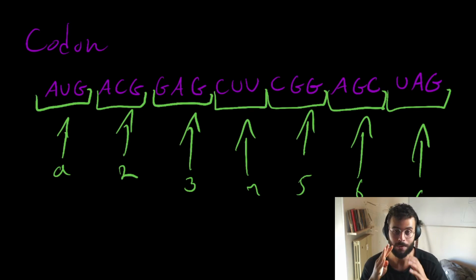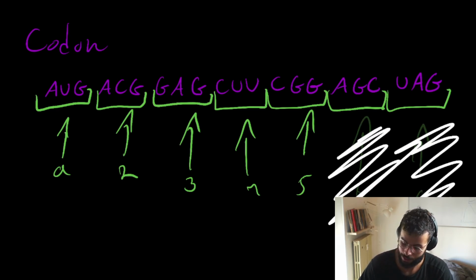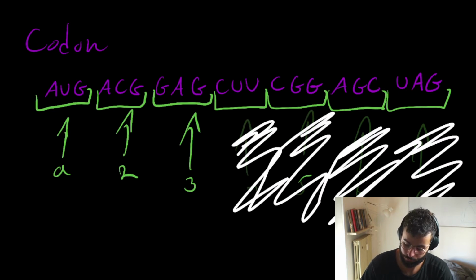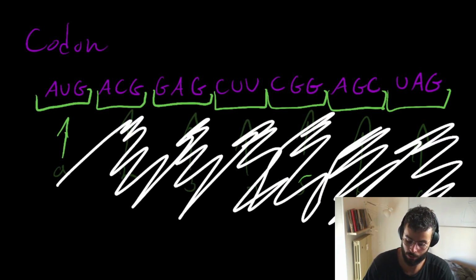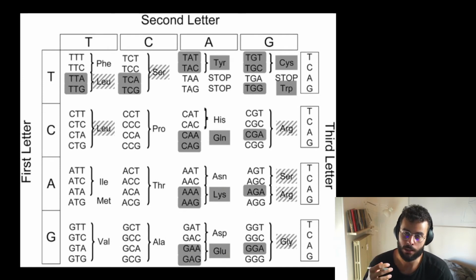Now, the same codon will always code for exactly the same specific amino acid. So, in nature, we have 64 codons. And we have around 20 amino acids. So the following chart is something called the codon chart. And it looks a bit complex, but it's pretty straightforward.